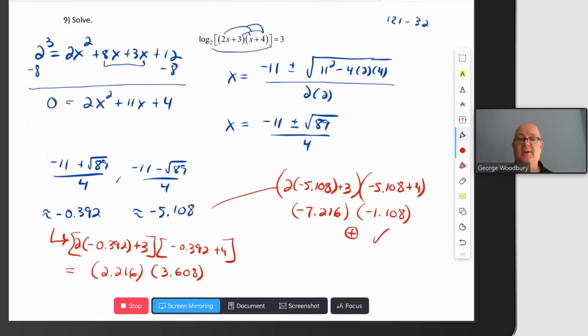And the reason I keep saying it should be close to 8 is because I know that that's what 2 to the third power was. All right, so there's a couple of logarithms where we basically had the logarithm of a quadratic expression equal to a number, convert it to exponential form, factor if you can, quadratic formula if you have to.